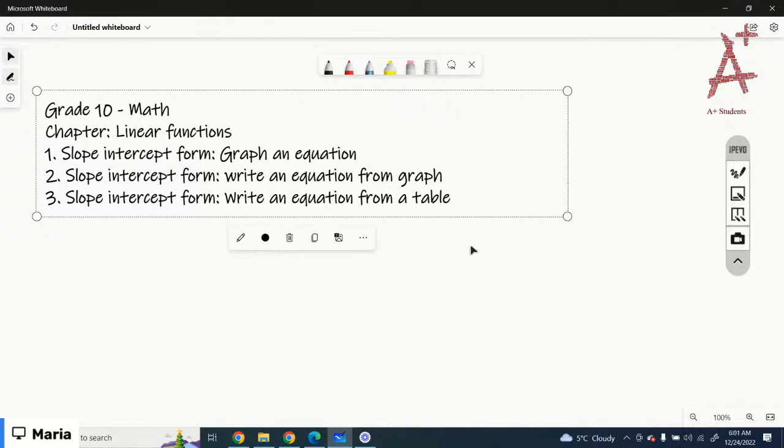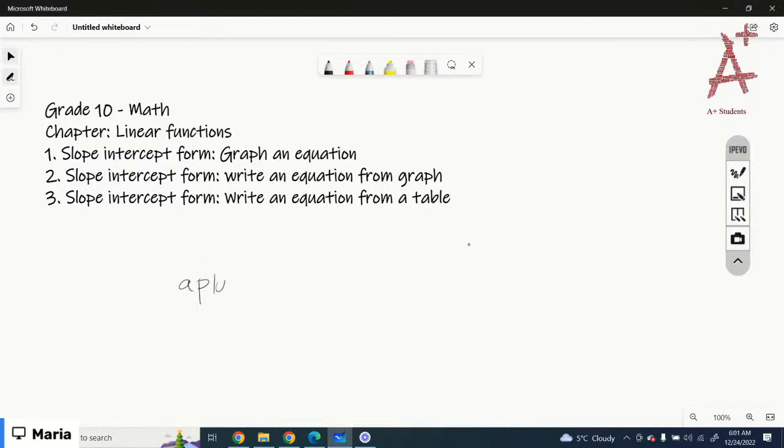So we're going to start with grade 10 maths. You can find all the lessons on aplusstudents.com. You have to log in there using your email address, and the password is provided by the administrator. Then you have to select math from the subject tab, scroll down to grade 10 maths, and click on view all lessons. There you can find a list of the lessons.